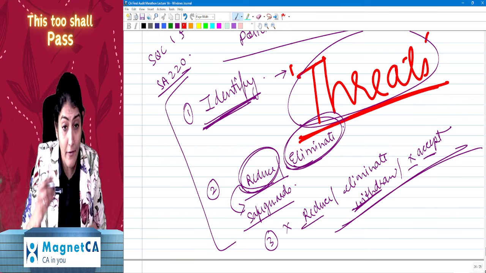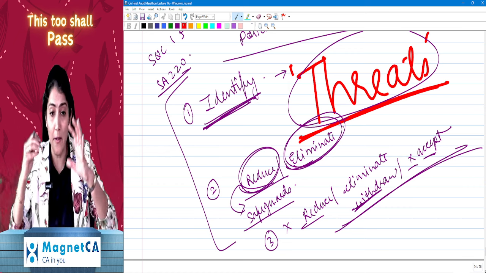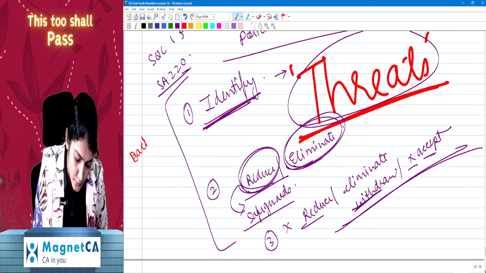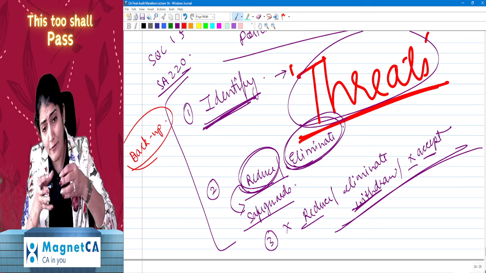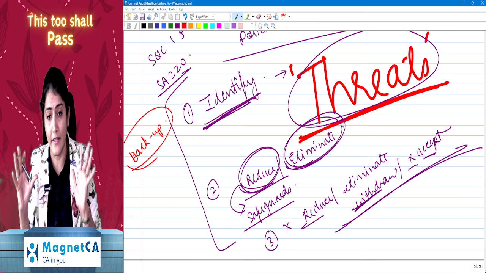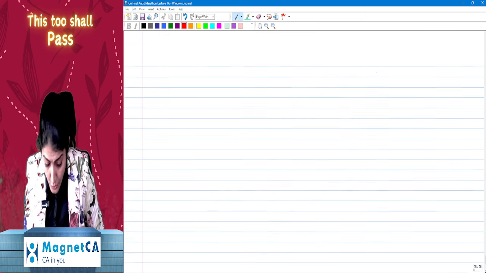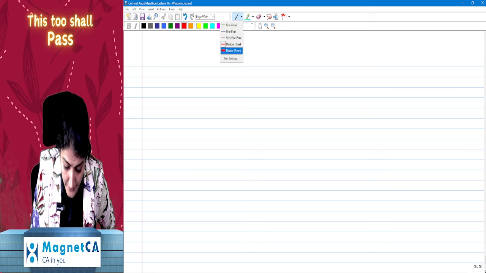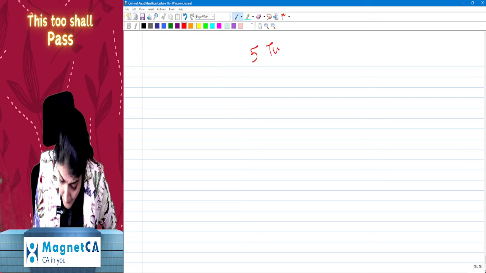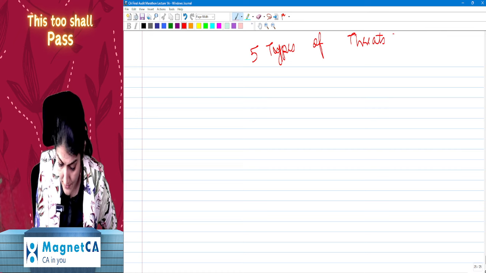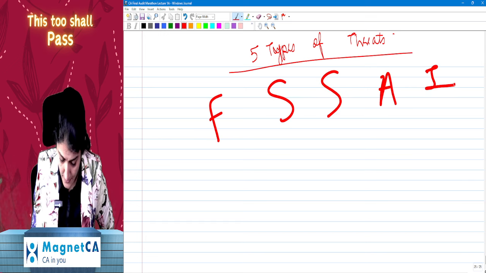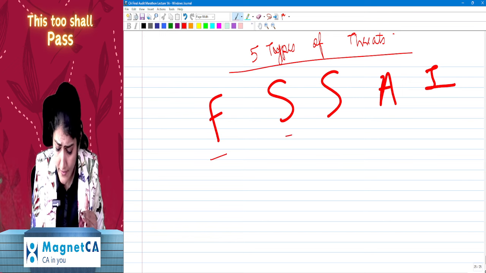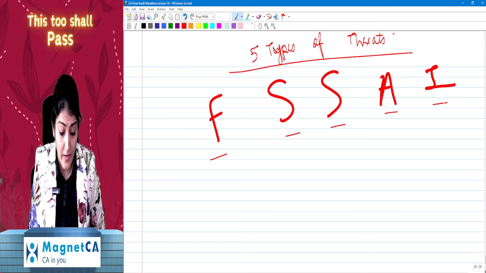So wherever we talk about independence, this is the backup of what you can incorporate in your discussion. This is the general content wherever we have a discussion regarding independence. Now, when you talk about the threats, there are five types of threats to the independence of the auditor. What are those five types of threats to the independence of the auditor? FSSAI. What does the F stand for?